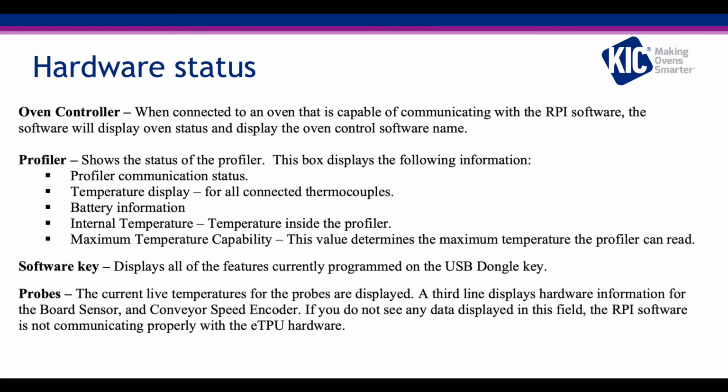In the Profiler section, Profiler communication status, temperature for all the connected thermocouples, battery information, internal temperature of the profiler, and maximum temperature the profiler can read will all be displayed. The Software Key section displays all the features currently programmed on the USB key. Lastly, Probes displays the current live temperature the probes are reading. A third line displays the hardware information for the board sensor and conveyor speed sensor.